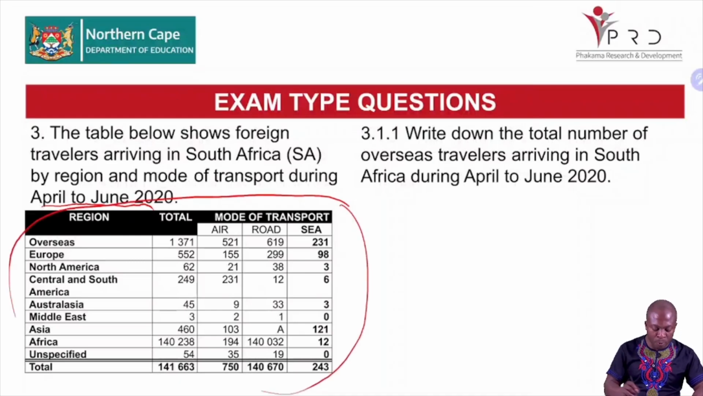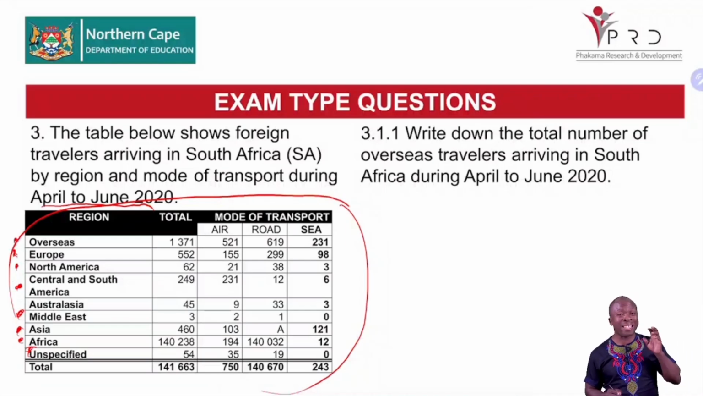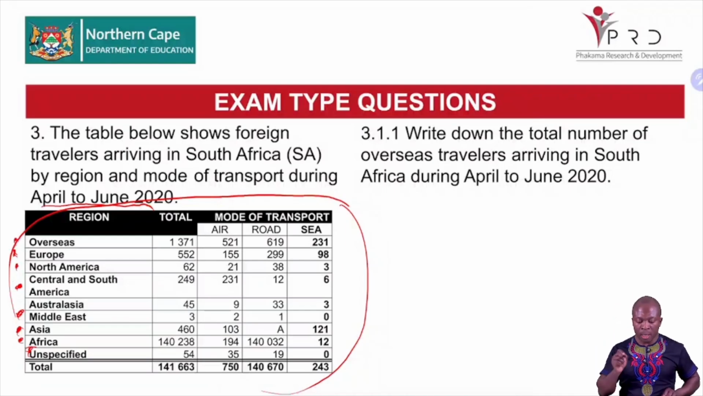Before we go to the question, look, we have unspecified, we have those from Africa, we have those from Asia, we have those from Middle East, we have those from Central and South America, we have those from North America, Europe, and overseas. So look at this information before you move on. Look at the first question.